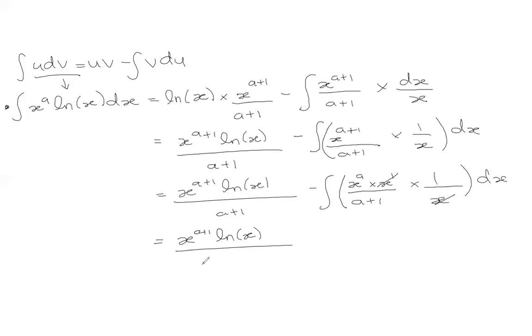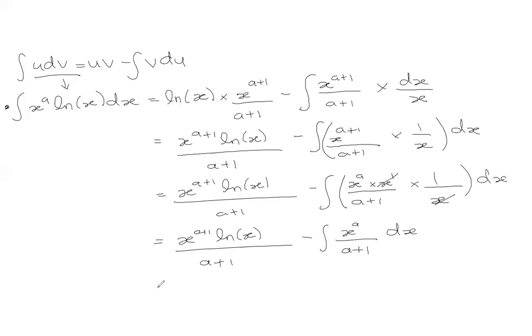So we're not really doing anything to this part here. It's just staying as it is. We're really just concerned with this part here because that's what we want to integrate. So after we've done that, it looks a lot tidier. It's just x to the a over a plus 1 dx. So that's a lot easier to integrate, right, compared to what we had over here.